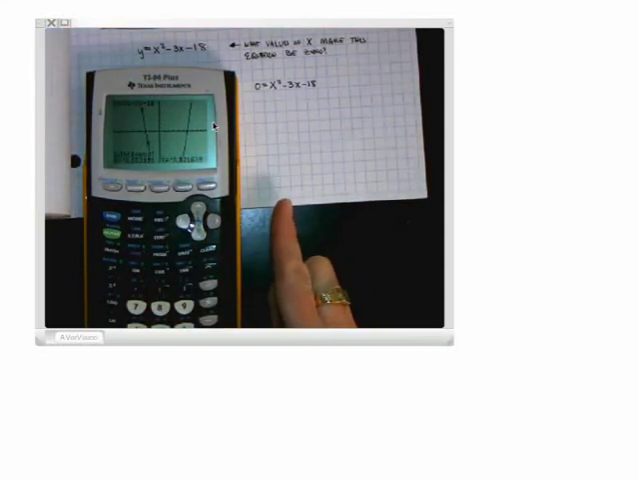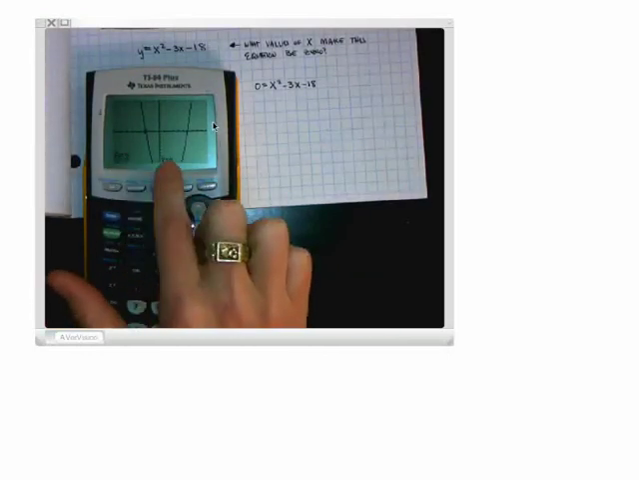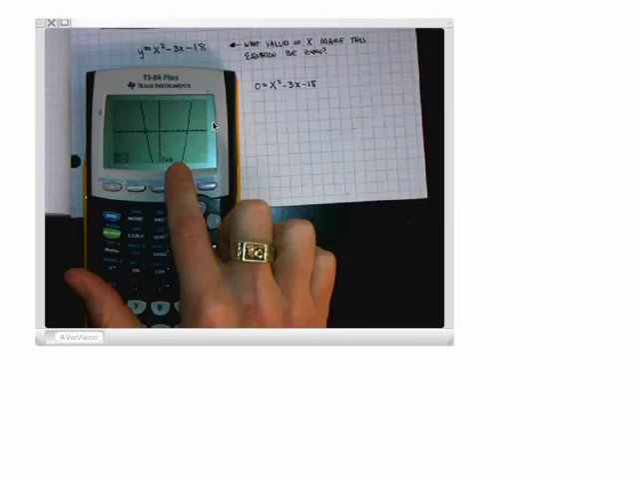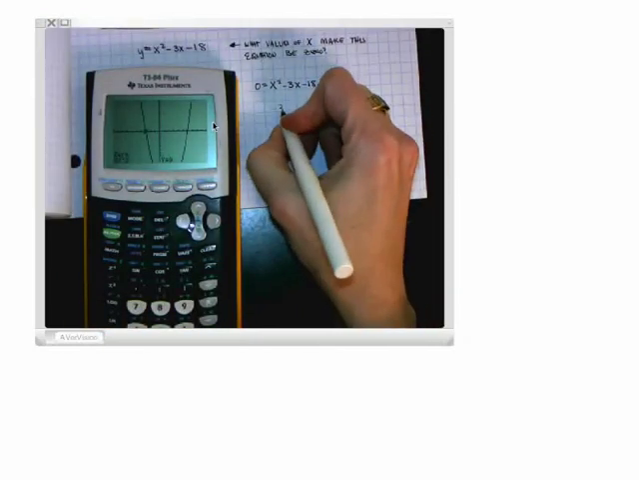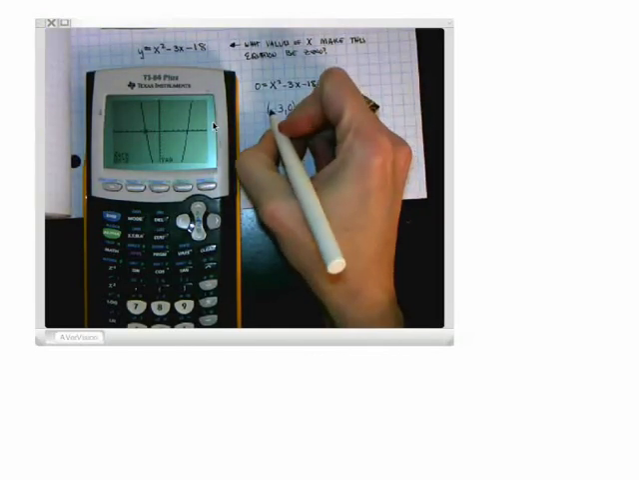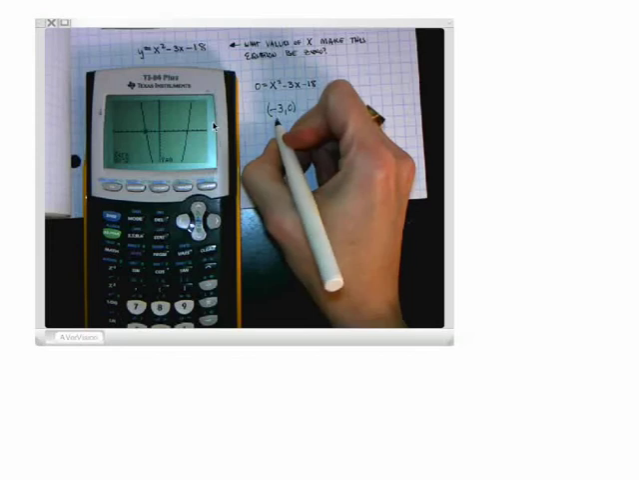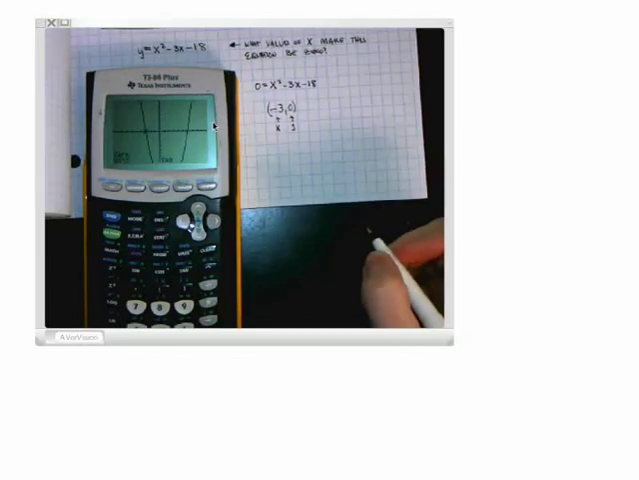I'll hit enter again. It says guess. You don't need to worry about what your calculator is asking you at this point. Just hit enter again, and it finds you the 0 of your function. So this tells us that the point -3, 0 is one solution to our original function. In other words, when x equals -3, then y equals 0.